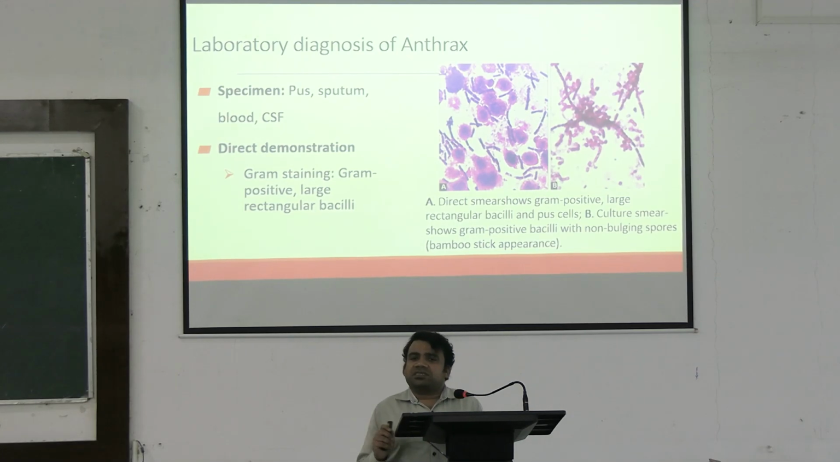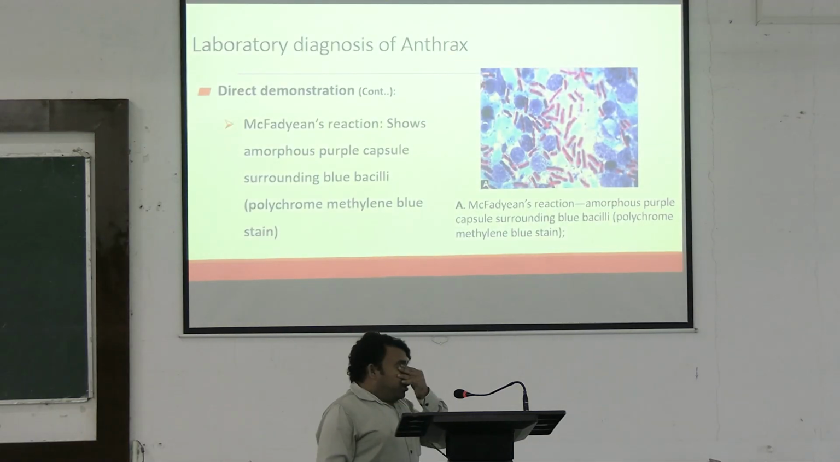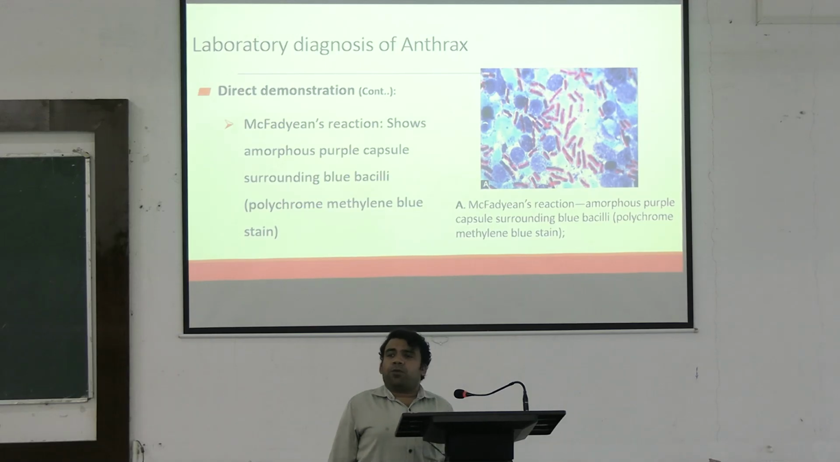Suppose the patient has a respiratory manifestation, even a gram stain examination of the sputum smear can give an indication of pulmonary anthrax. Another very important method of diagnosis is called the MacFadyean reaction, in which if we stain either the clinical sample or take from the culture and stain with methylene blue, you can see amorphous purple capsules surrounding the bacilli. So these are the two very important staining techniques by which we can identify the bacilli.